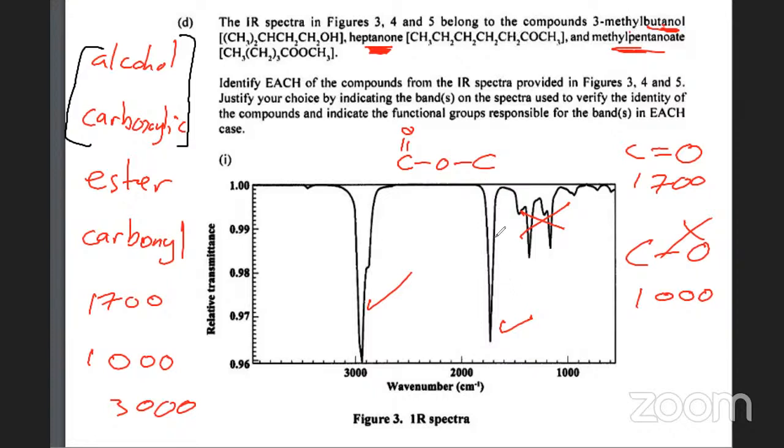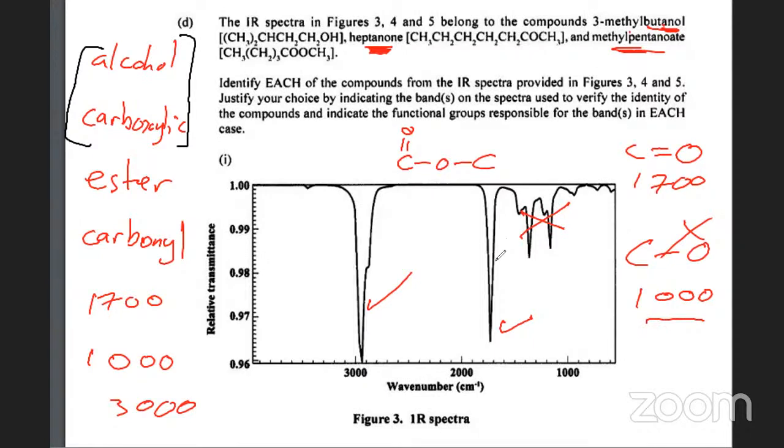All right? So this chart is not very difficult to interpret. All right? It's just 3 specific groups you are looking for. The 3000 to see if you have any OH. Close to 2000, if you have a peak there, C double bond O is present. If you don't have any at 1000, there's no C single bond O.